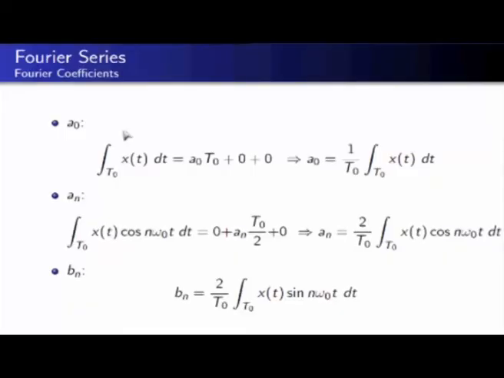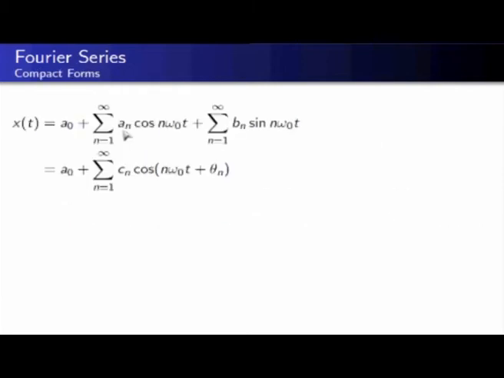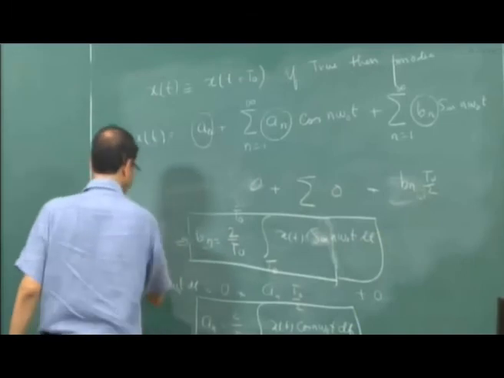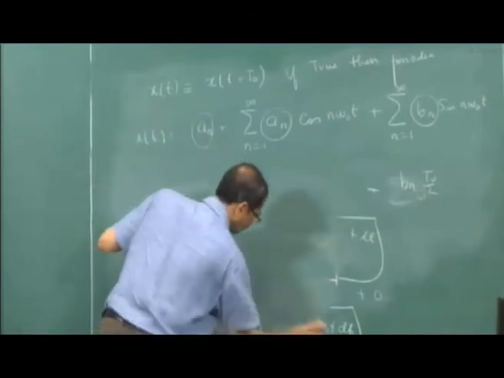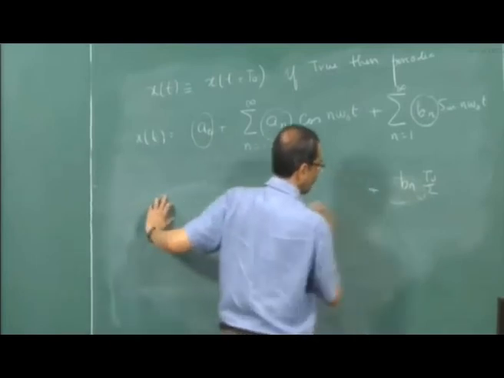So those properties are enough. Those properties are enough to find the values of a naught, an's and bn's, is what Fourier said. Okay, and some more manipulations are possible. I will just describe two manipulations of the basic result that Fourier suggested.